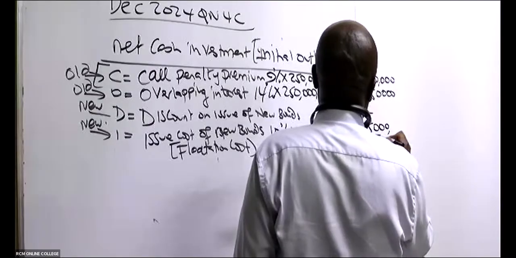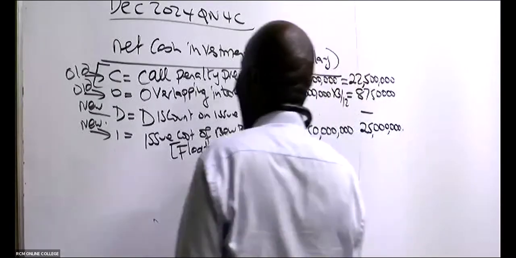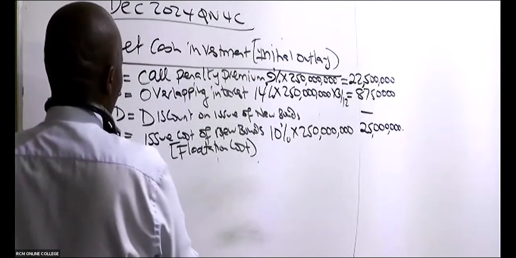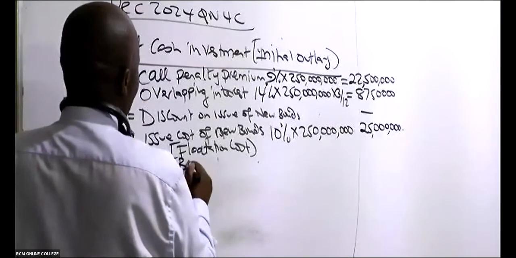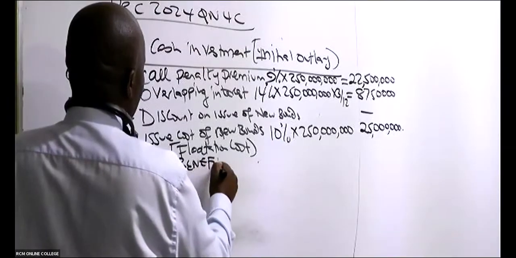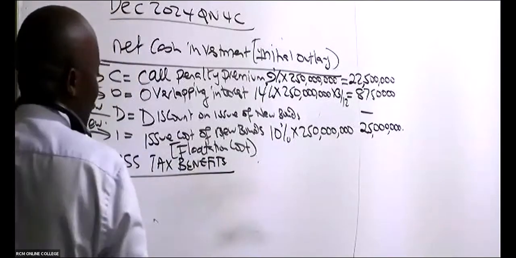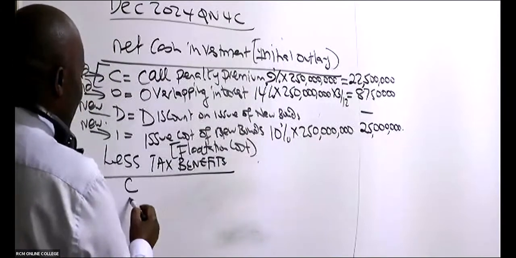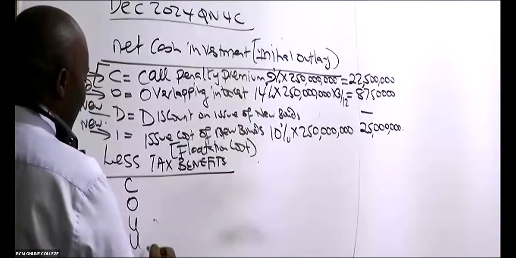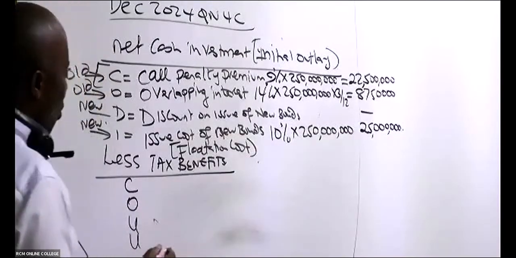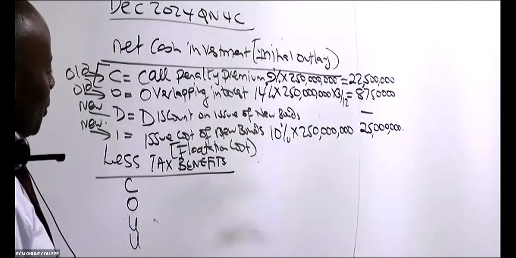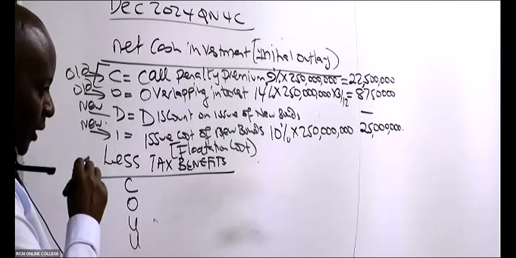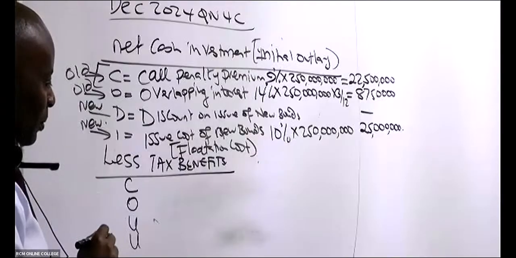Now from there, ladies and gentlemen, you come and less tax benefits out of this entire exercise. Less tax benefits. Because most of you hate KRA, you use this acronym. We talk of COAL. Anytime we talk about tax benefits, because it goes to KRA, always use that acronym COAL.